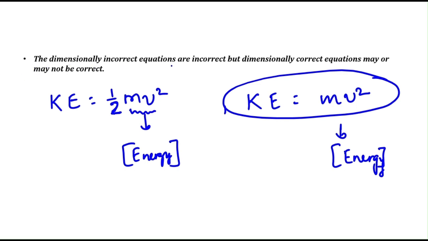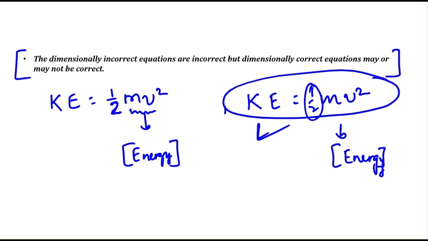Dimensionally incorrect equations are incorrect for sure, but dimensionally correct equations may or may not be correct. Here we are missing this 1 by 2, and although it is not present here, this equation is dimensionally correct. That's why we have to keep this statement in mind while doing a dimensional check.